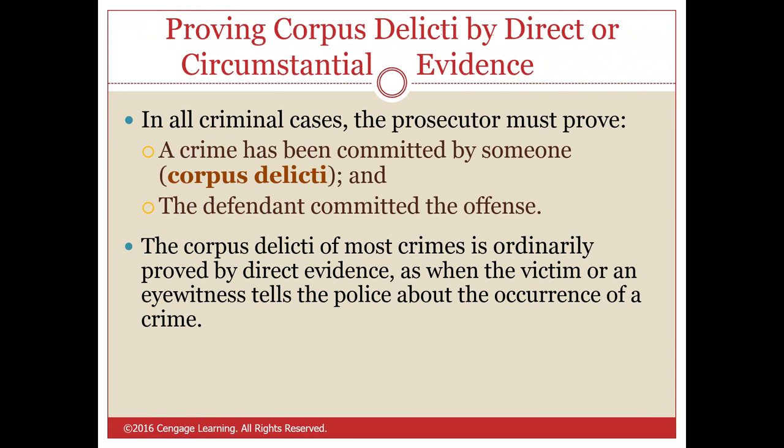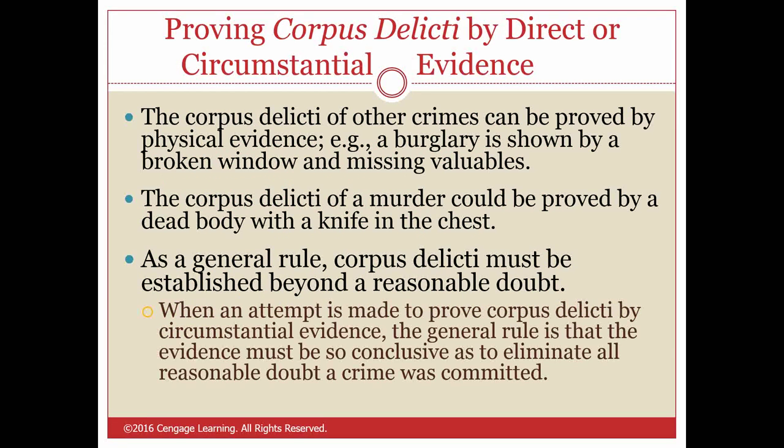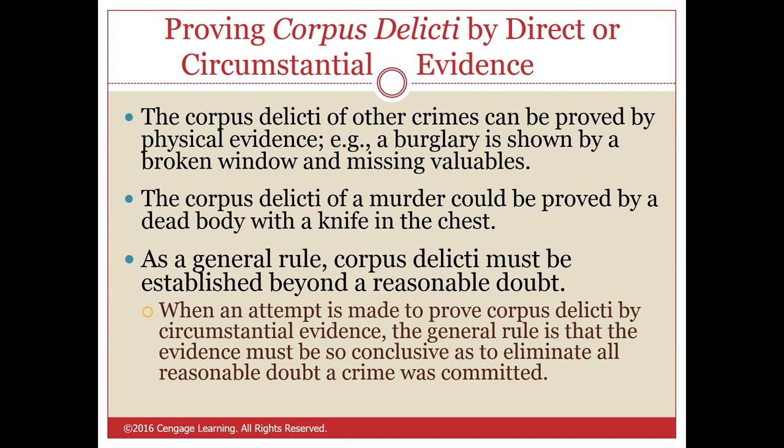Proving the corpus delicti, or the body of the crime, by direct or circumstantial evidence. In all criminal cases, the prosecutor must prove that a crime has been committed. That's the body of the crime, the corpus delicti, and that the defendant committed the offense. The corpus delicti is ordinarily proved by direct evidence, as when a victim or an eyewitness tells the police about the occurrence of a crime. The corpus delicti can be proved by physical evidence, such as in the case of a murder, the dead body with a knife in the chest. I already kind of used that example.